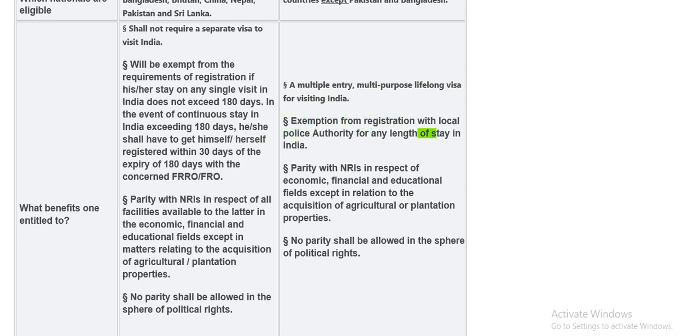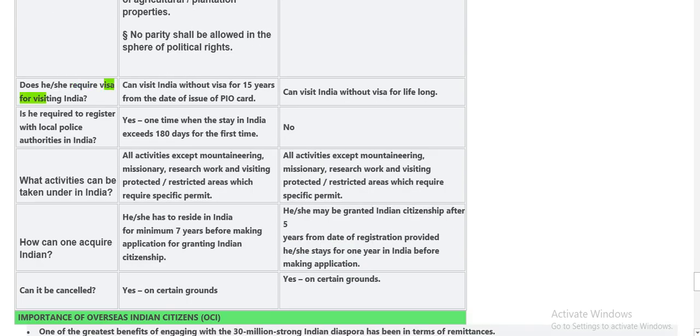OCI: a multiple entry, multi-purpose lifelong visa for visiting India. Exemption from registration with local police authority for any length of stay in India. Parity with NRIs in respect of economic, financial and educational fields except in relation to the acquisition of agricultural or plantation properties. No parity shall be allowed in the sphere of political rights.